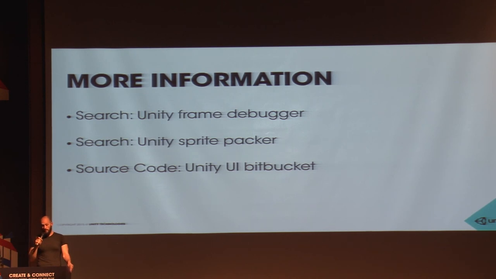A final point to make is that the UI source code is open source and available on the Unity Bitbucket repository site. If you're curious about how we do things in our custom controls, such as our buttons and selectables and graphics, please go there and get the source code and have a look. And thank you.